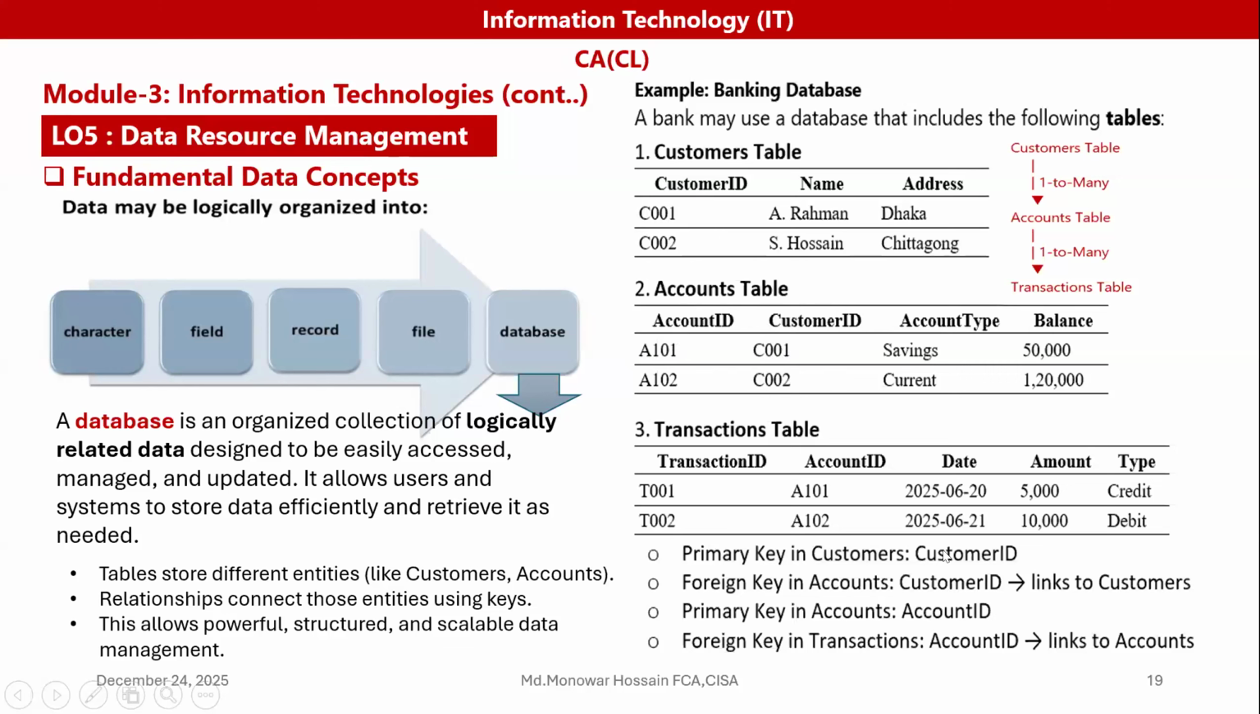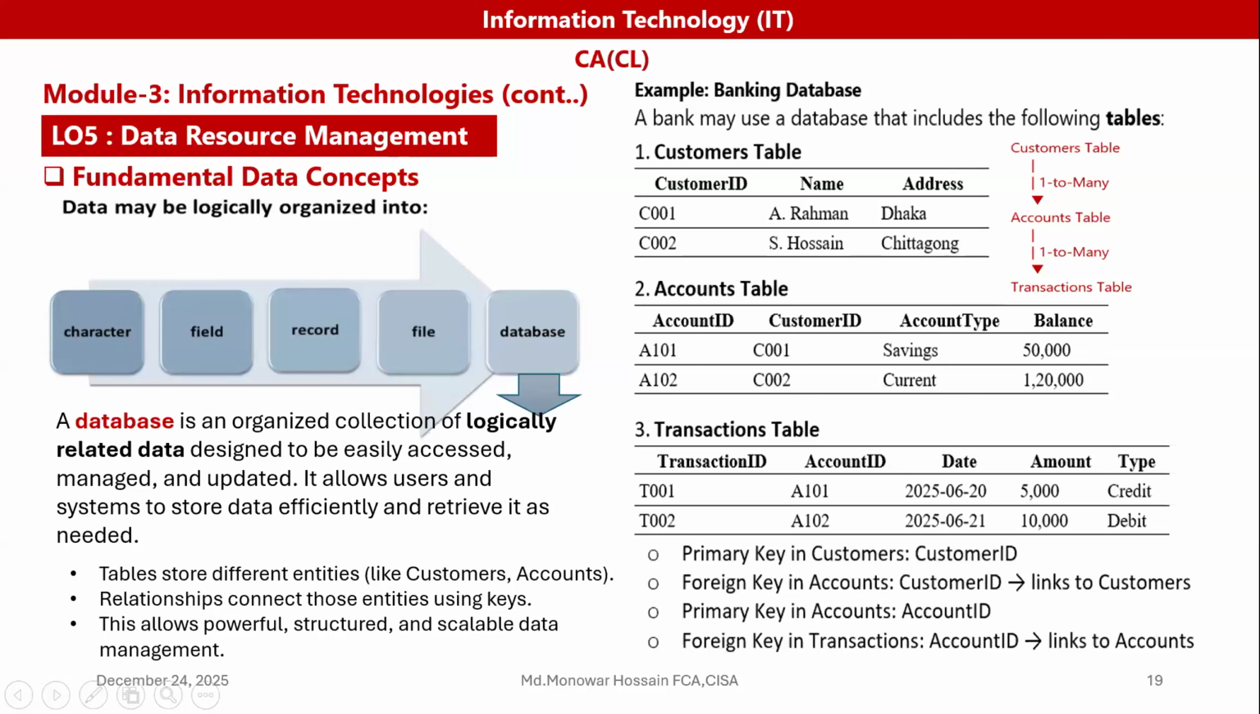Primary key in account, look here, A101 account ID. And foreign key in transaction. When the transaction comes, that account ID is again the foreign key, that links with the account's primary key. So if you see here, customer table, one to many, account table, one to many, the transaction table.